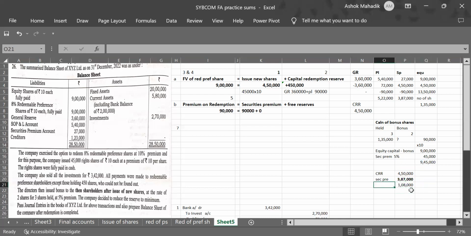1,08,000. Okay. So which reserve do I have now? Once I have used CRR, general is already utilized, so it is 0. PNL, I have 5,22,000, so I can use that. I need to the extent of 1,08,000. So PNL to the extent of 1,08,000. So total comes to 9,45,000. Understood? So in reserves, I'll write down PNL. CRR, I have utilized in full, so it becomes 0. PNL, I have used 1,08,000, so I'll just minus 108.